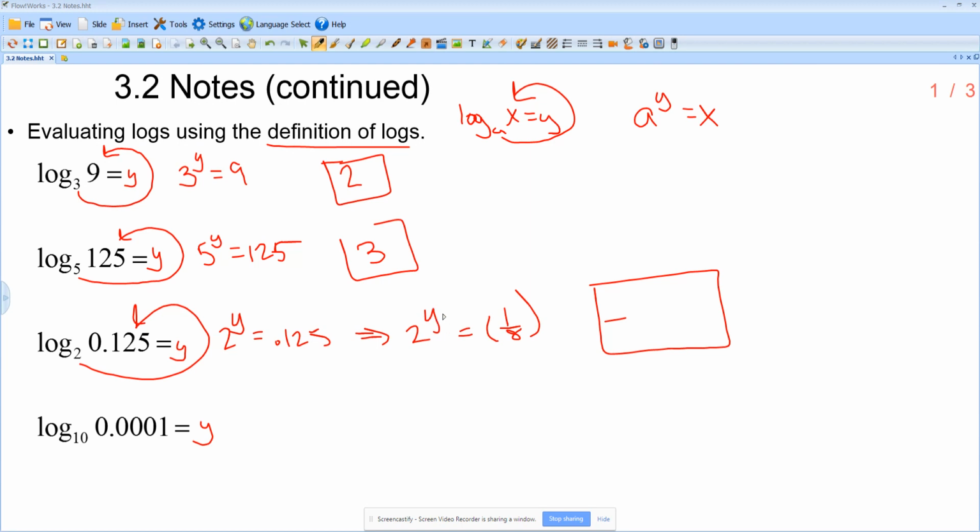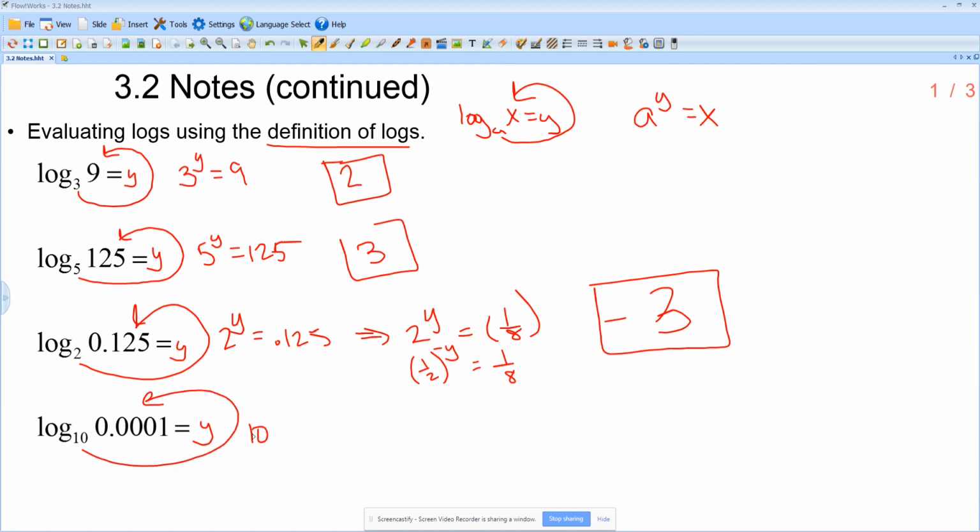The negative for the exponent would make the 2 go into the denominator. So this is like 1 over 2 to the negative y equals 1/8. And you ask yourself, well, 2 to what power would give me 8? That would be the third power. So the negative third. The negative is what's creating, again, the fraction. The 2 cubed gives me 8.